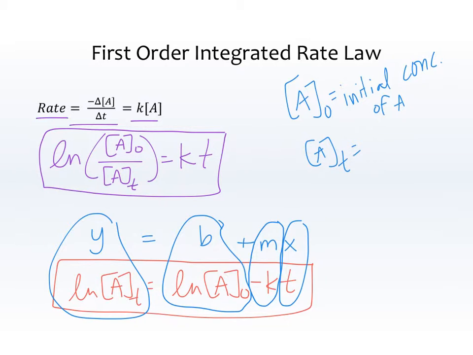A_t is the concentration of A at time t, and t is time. Just so we make sure we're clear on all of our variables, and then k is just the rate law constant that we've been dealing with all this time.